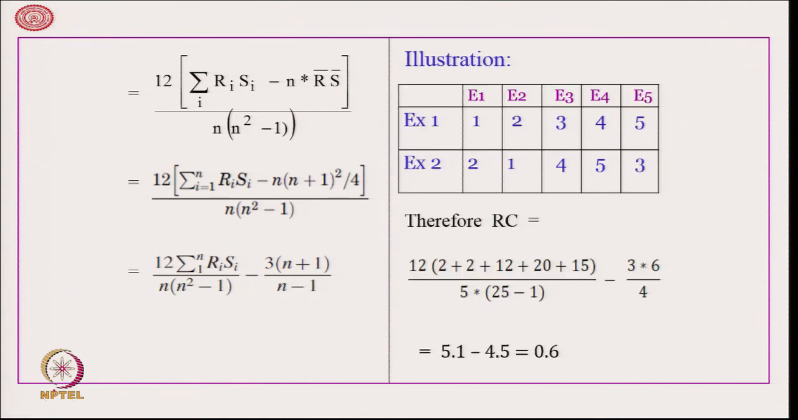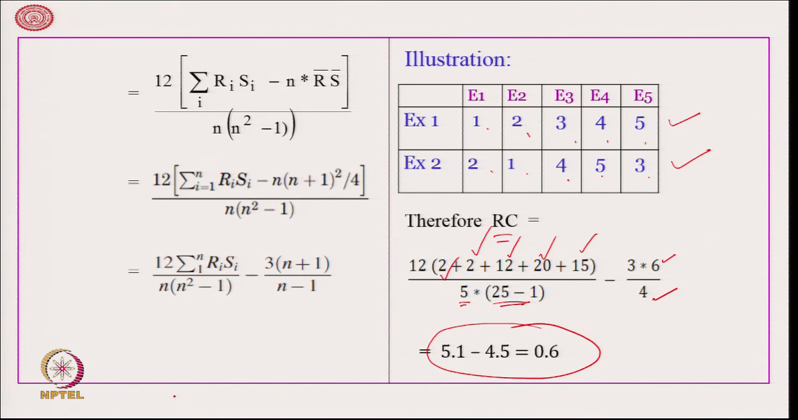Therefore, consider the problem that we are dealing with. We have the ranks of R's like this and the ranks of S like this. Therefore, the rank correlation is coming out to be 12 times (1 into 2, that is 2, 2 into 1, that is 2, 3 into 4, that is 12, 4 into 5, that is 20, and 5 into 3, that is 15), divided by 5(5²-1), minus 3(5+1)/(5-1), which comes out to be 0.6.